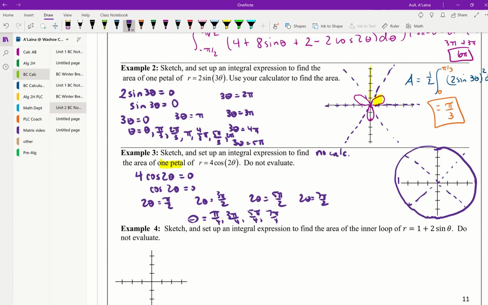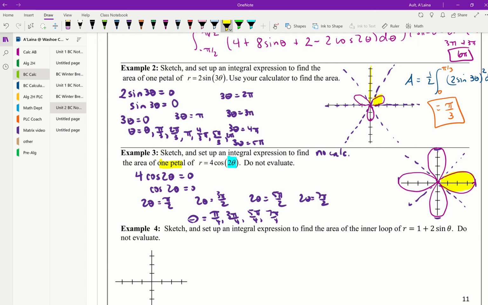And my petals need to be symmetrically placed inside of this. Because this is an even multiplier for theta, I have twice as many petals. I have 4 petals. I also have 4 regions, which means I have 1 petal for each region, and they look like this. And again, keep in mind this circle on the outside of this is not part of the graph. It was just a graphing tool. I want to find the area of one of these petals or set up an integral for it.